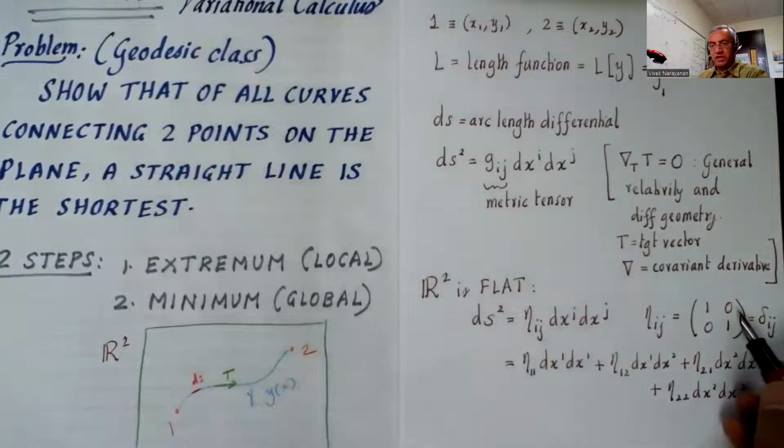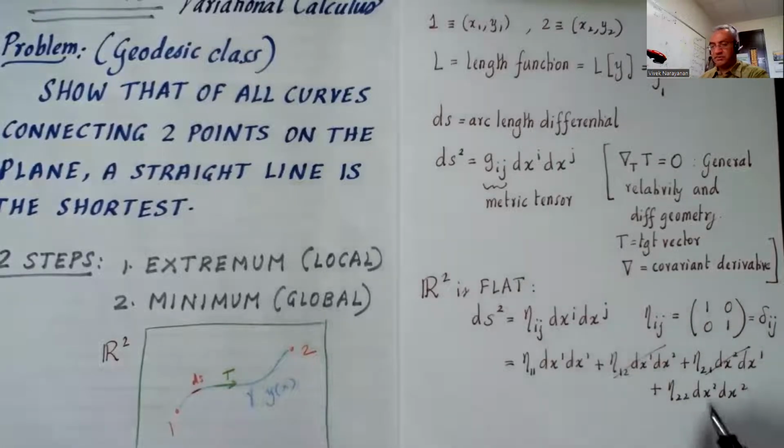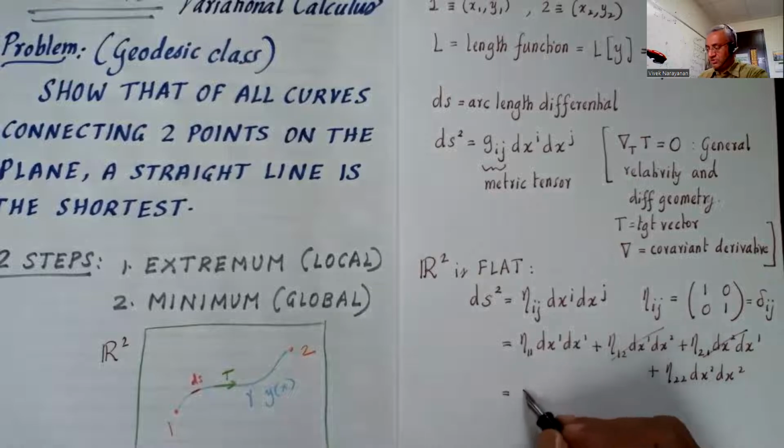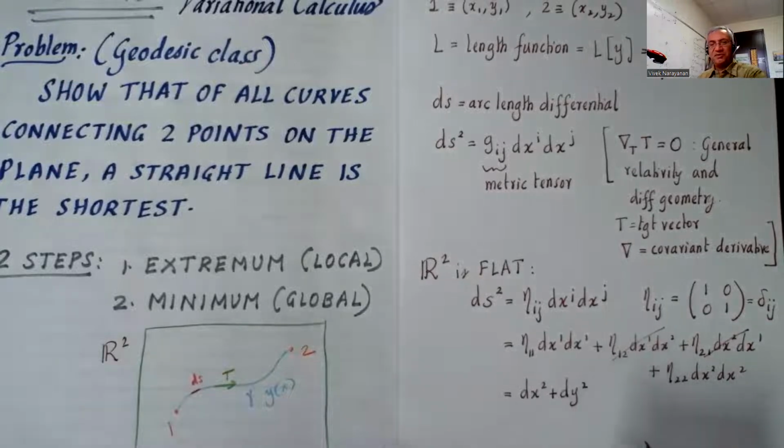Because eta 1, 2, and eta 2, 1 are 0, these two terms don't contribute, and so we're just left with those two terms. Well, dx1 is just dx, and dx2 is just dy, so this is just dx squared plus dy squared. Well, that is something you could have guessed.